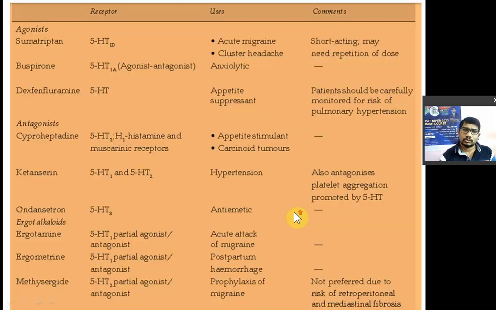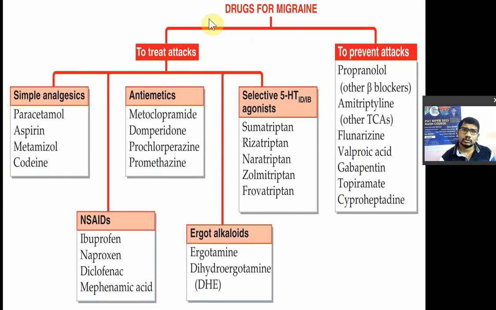Now these drugs are used to treat the migraine. These drugs are used for the treatment, while the earlier ones are used for the prevention, the prophylaxis, right? Now we will see these treatment drugs one by one. So to treat the attack, which drugs are there?